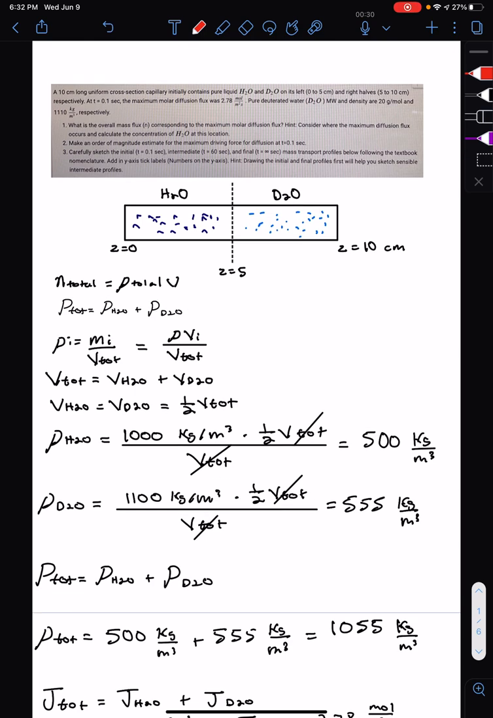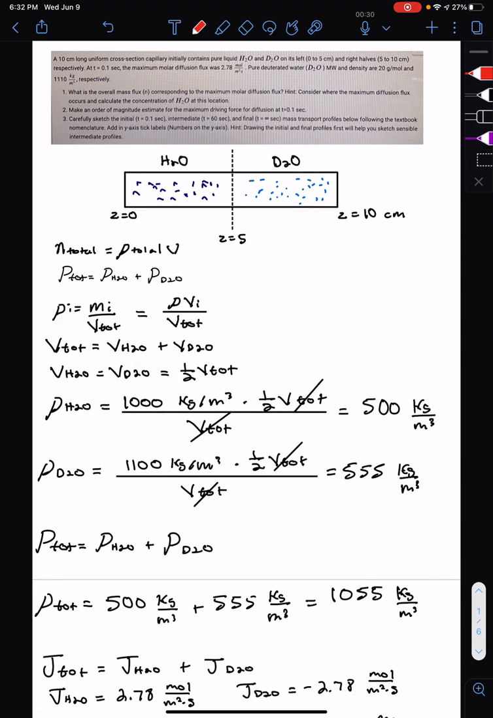Now, we need to calculate the total mass flux. But we know the formula for it. The total mass flux is equal to the mass concentration times its mass average velocity. Now, this is important. They said, calculate the concentration of H2O. So we know that we need to calculate the concentration.